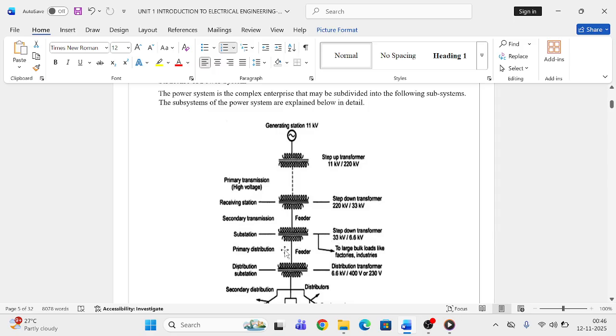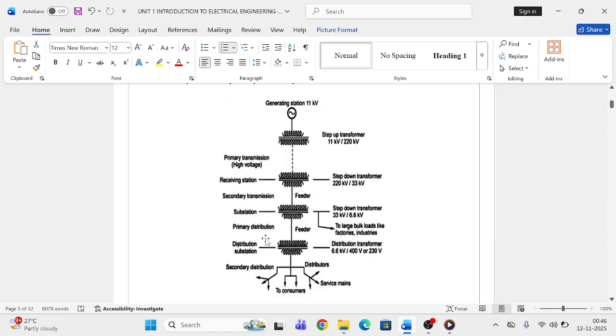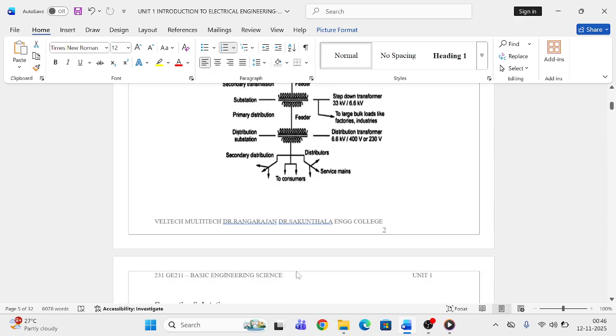After that the power is transmitted through primary distribution line to the distribution substation. In the distribution substation, distribution transformer is used to step down the voltage. Here 6.6 kilovolt is converted into 400 volt or 230 volt. Then the 230 volt is transmitted to consumer through various distributors.